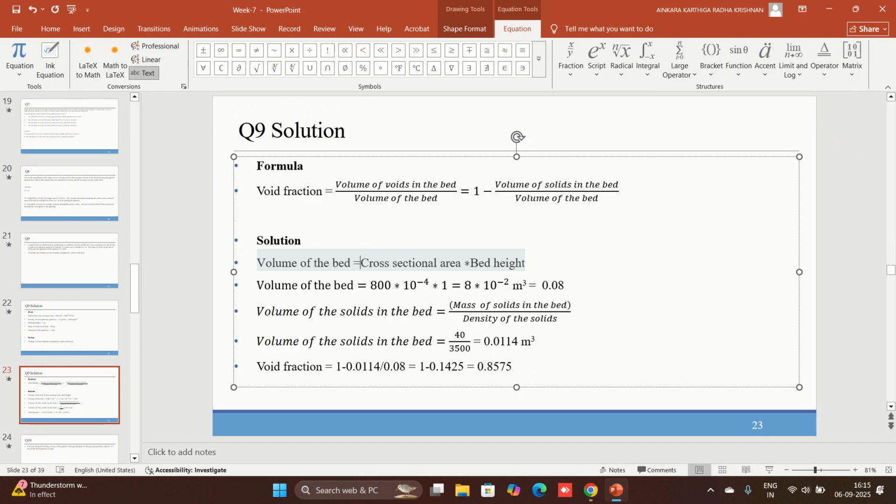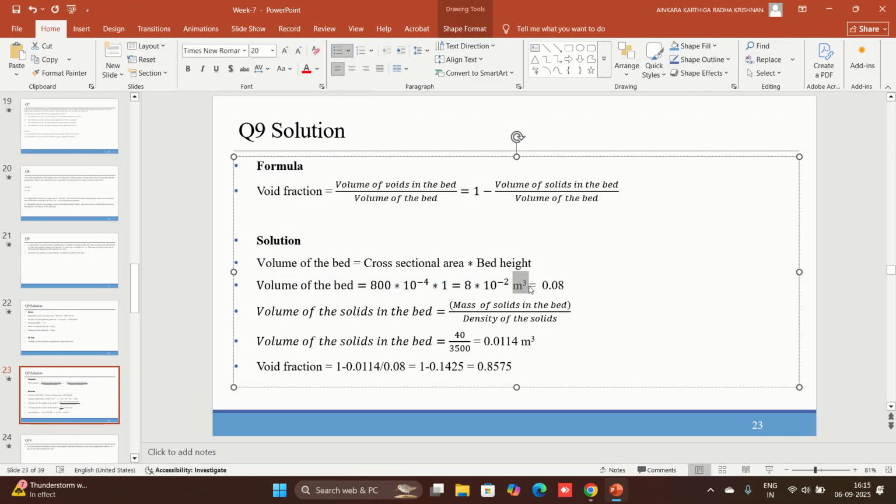Volume of the bed is equal to cross sectional area into bed height. So cross sectional area is 800 into 10 power minus 4 into bed height is 1 meter. So that gives us 8 into 10 power minus 2 meter cube, or 0.08 meter cube.